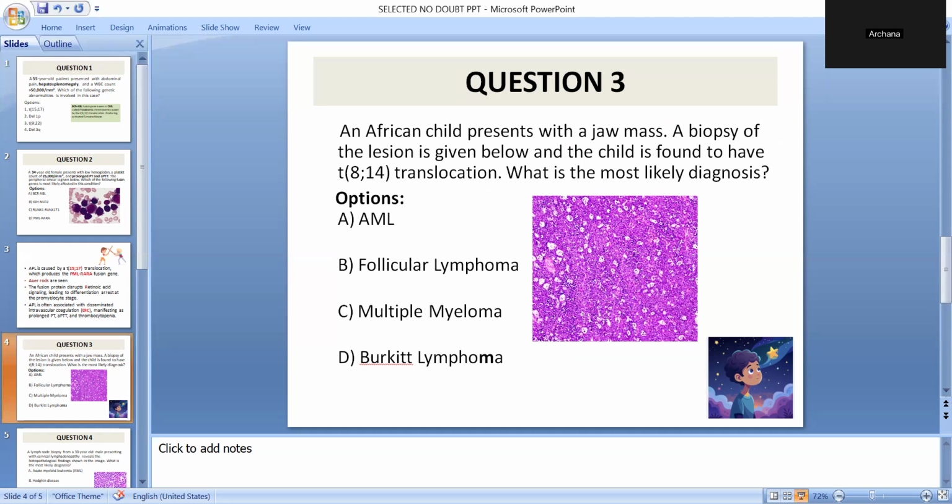So the stem of the question states that... Doctor, it's still in question number... Yeah, question 3, right? Yeah, question 3. Yeah, I've just yeah. started question 3.